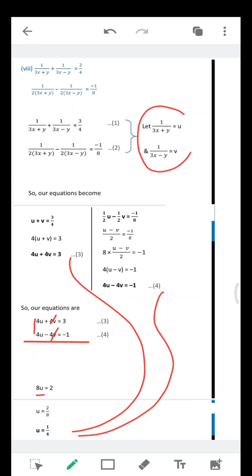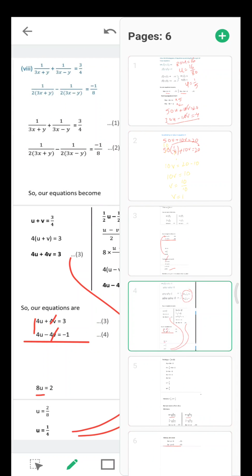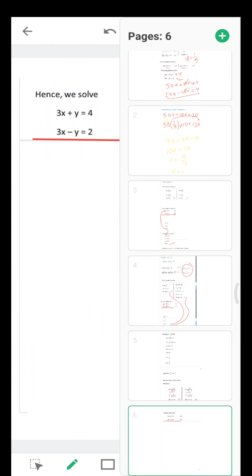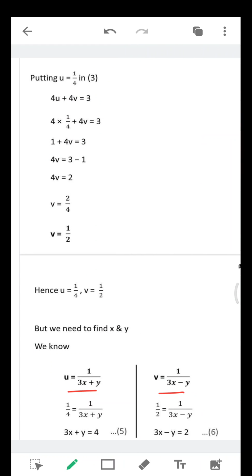So we assumed let 1 by 3x plus y as u and 1 by 3x minus y as v. So those assumptions I'll take here now. 1 by 3x plus y equals u, 1 by 3x minus y equals v. So what is our u value here? u is 1 by 4 and v is 1 by 2. So 3x plus y, cross multiply it. Okay, so you get 3x plus y equals 4 and 3x minus y equals 2.